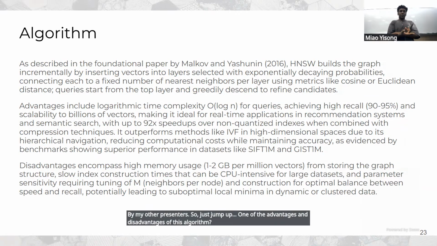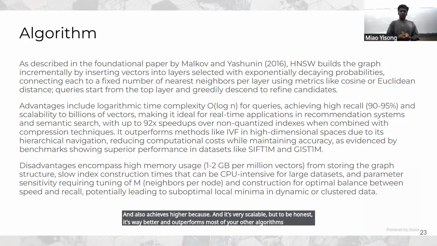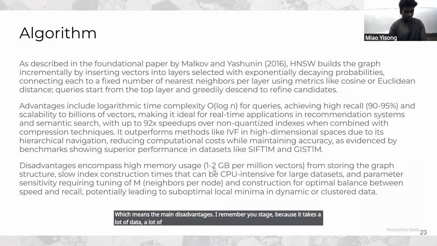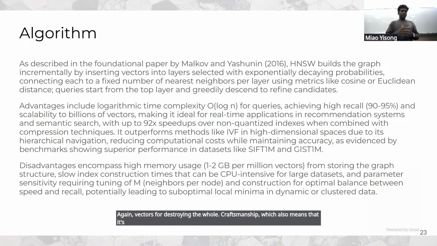It was first presented in a paper in 2016 by Malkov and Yashunin. The algorithm has logarithmic time complexity, so O of log n for user queries, and also achieves high recall, and it's very scalable. To be honest, it outperforms most of your other algorithms like IVF or LSH. But along with a lot of advantages, there are also disadvantages. The main disadvantage is high memory usage because it takes a lot of space, like 1 to 2 GBs per million vectors for storing the whole graph structure, which also means that it's very CPU intensive, and creating the graph in general is very slow.